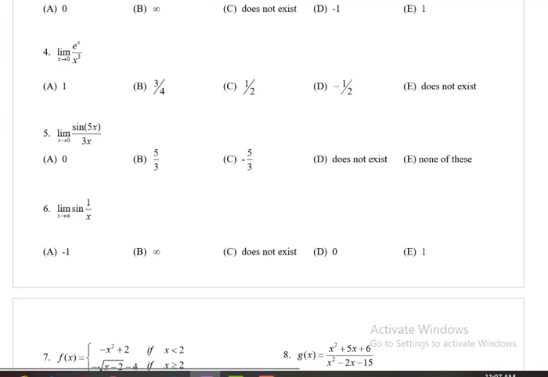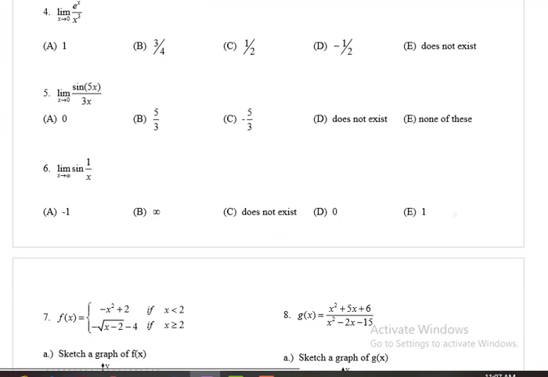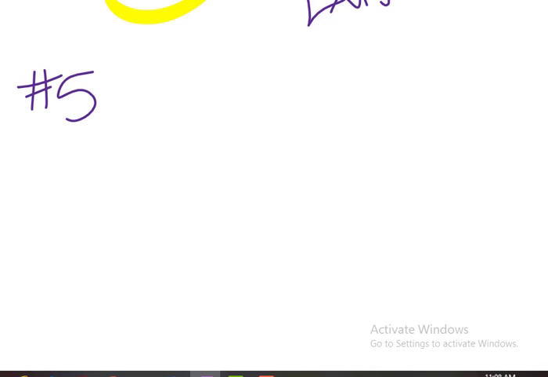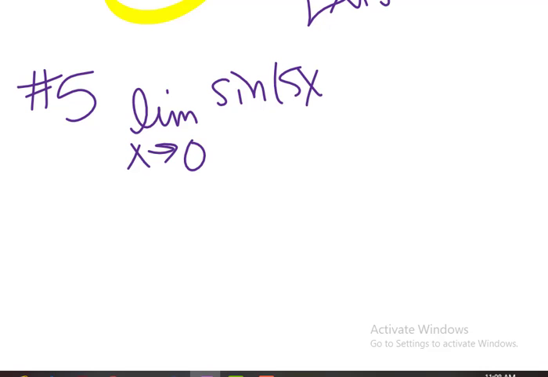Let's take a look at number 5. I'm going to grab this one. Oh, and this looks fun. Okay, so the limit as x approaches 0 of the sine of 5x divided by 3x.